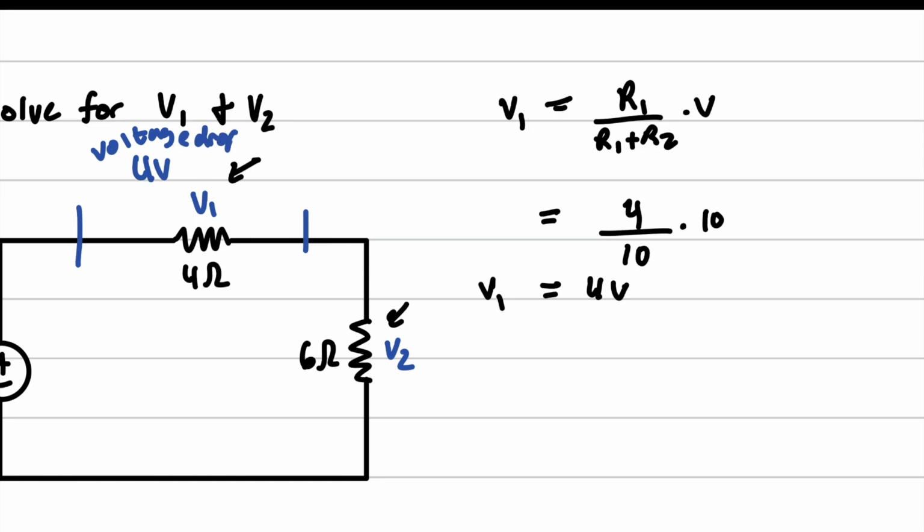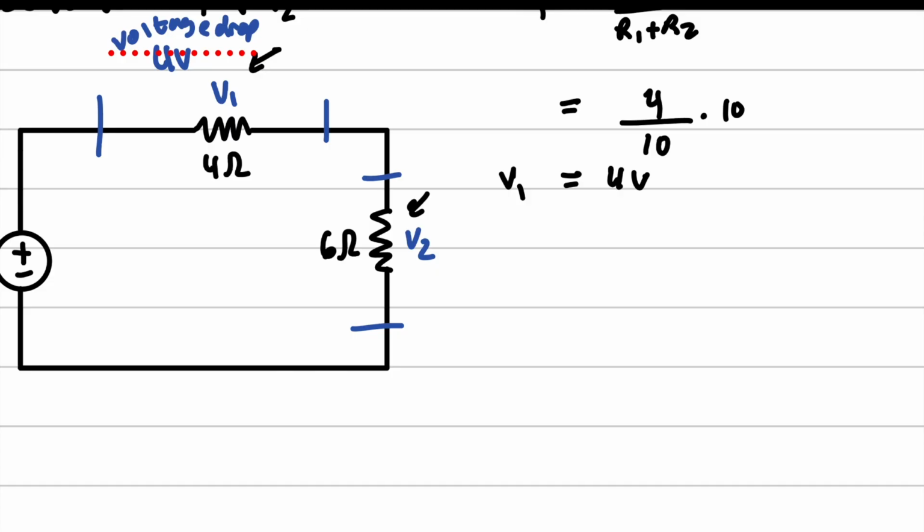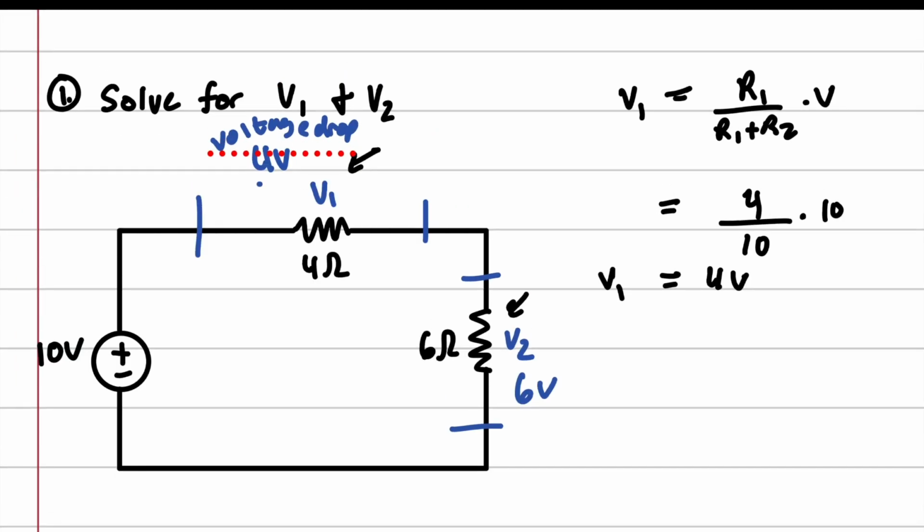Because we said it was a fraction, technically you could solve for this voltage right here without using a voltage divider. It's just going to be 6 volts, because if 4 volts are dissipated up here, then there are going to be 6 volts left for this resistor to dissipate. So this guy right here is going to be 6 volts.